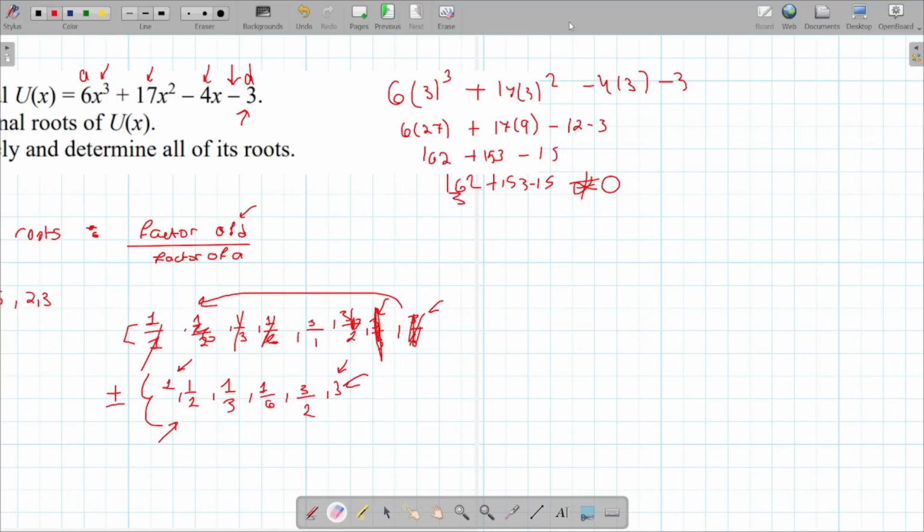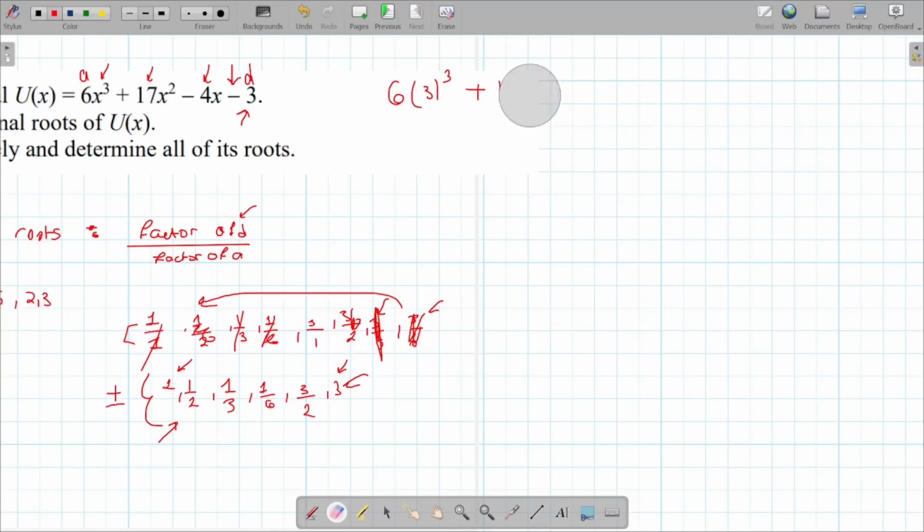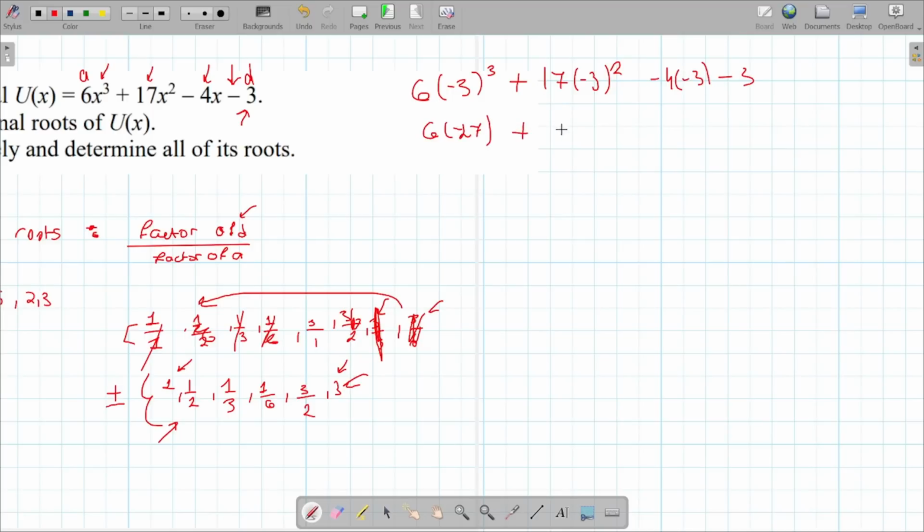Now let's try negative 3. Okay, 6 times minus 3 cubed plus 17 times minus 3 squared minus 4 times minus 3 minus 3. 6 times minus 3 cubed, 6 times minus 27 plus 17 times 9 plus 12 minus 3.